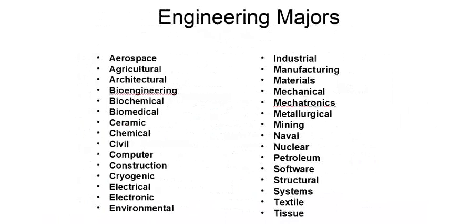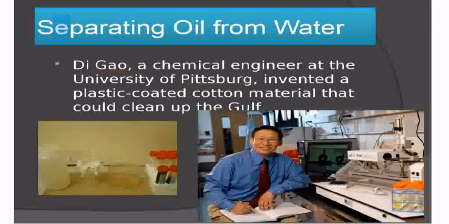So here are some examples which I am going to say, that you can see here. In the ancient days, many people were trying to invent something. One of the inventions is presented by me. So what is that? Separating oil from water. So how to separate oil from water? It was an invention made by Diego, a chemical engineer, and he invented some plastic coated cotton material that could clean the gulf, so that this plastic coated material absorbs all the oil, and the water remains separate. So he succeeded in separating oil from water. This is one of the inventions.